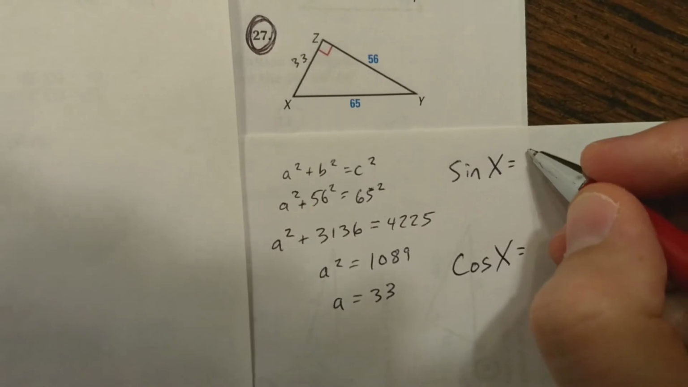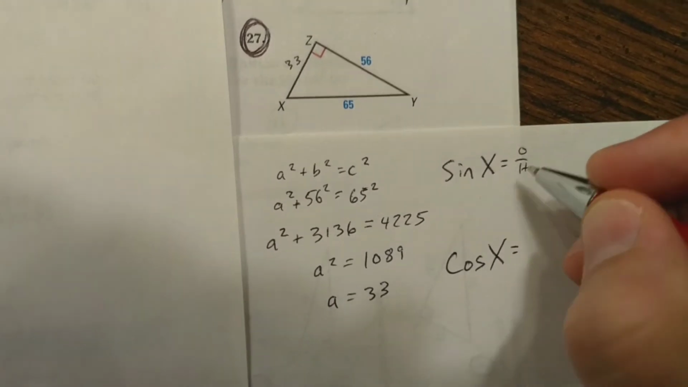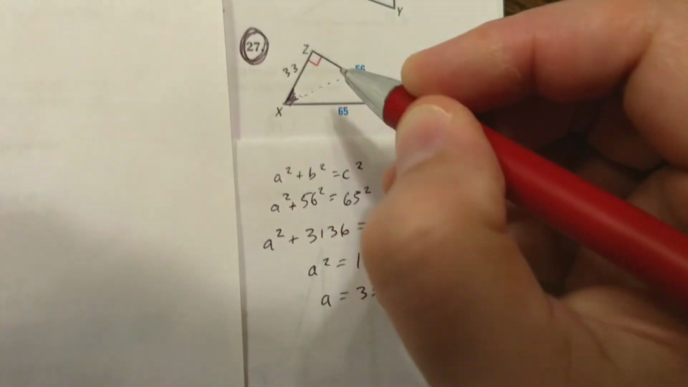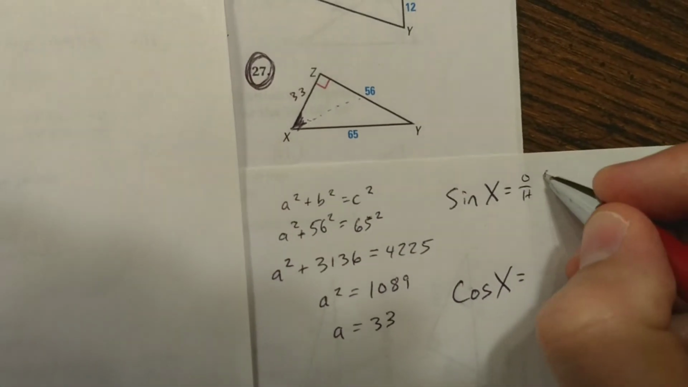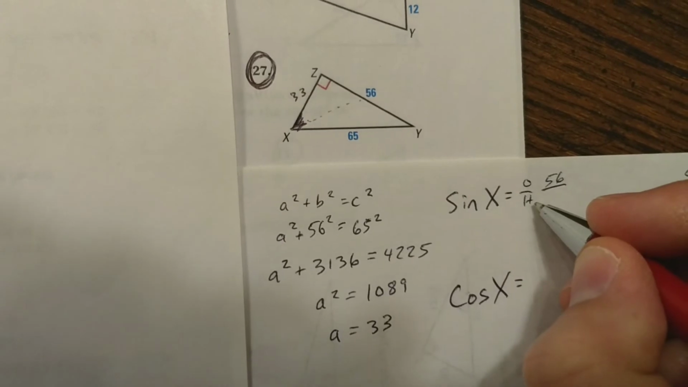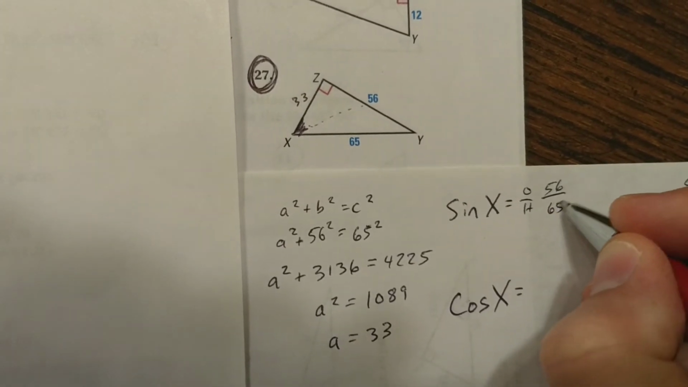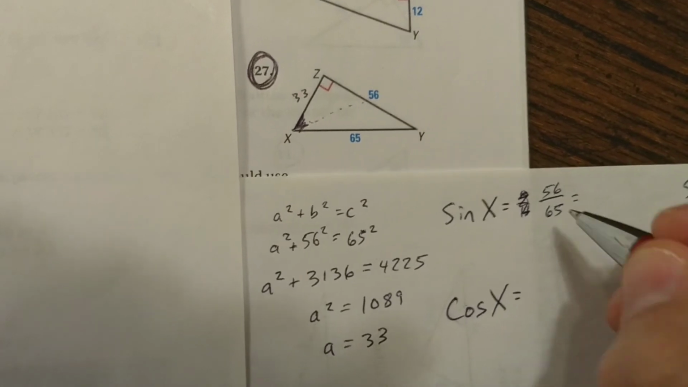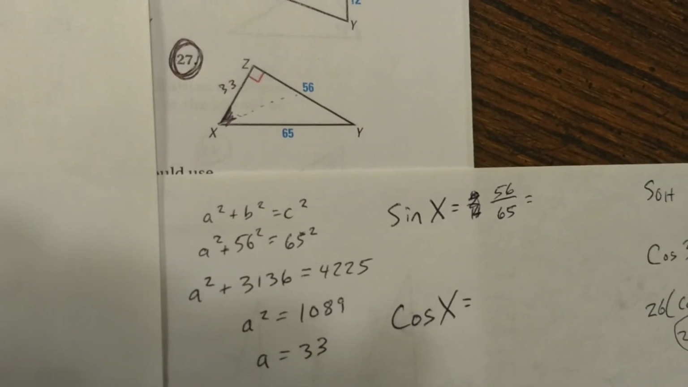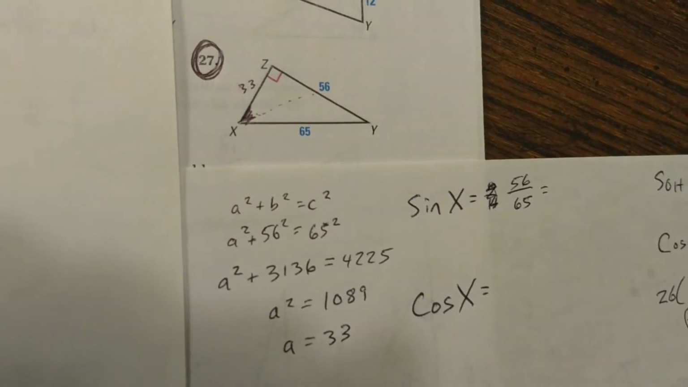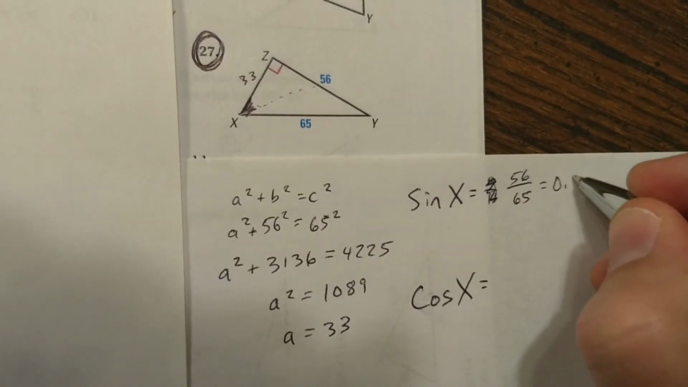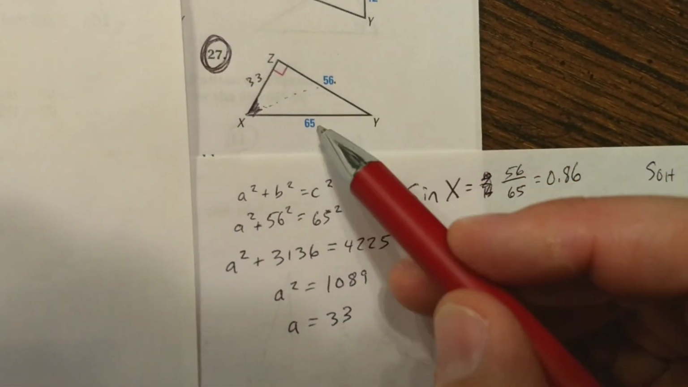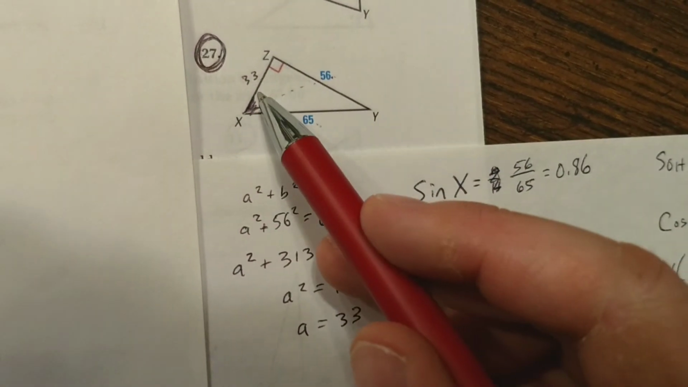And of course the sine is opposite over hypotenuse. And if I'm going off of this angle in here, the opposite side is going to be 56. And the hypotenuse is 65. Okay, so the sine of x is 56 over 65, and if I want to simplify that and come up with a decimal, I got about 0.86.